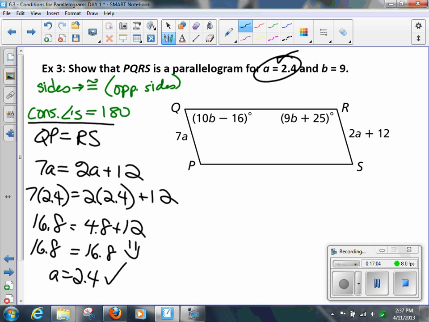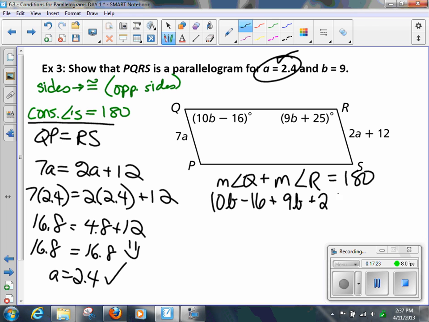How am I going to verify B? Set them equal to 180. So I've got the measure of angle Q. Don't erase what you have because you might have it right. I've got the measure of angle Q is 10B minus 16 plus the measure of angle R is 9B plus 25. And now we want to verify that B is equal to 9, correct?